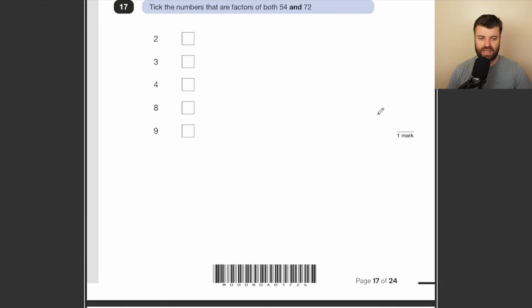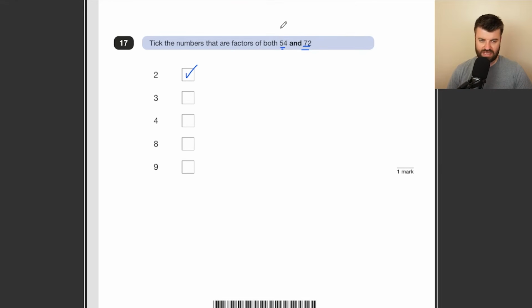Question 17. Tick the numbers that are factors of both 54 and 72. Well, straight away, they're both even, so we should be ticking the 2. Are they both from the 3 times table? Nice little trick for the 3 times table: add up the digits. If the answer is a multiple of 3, then that number is a multiple of 3. Let me show you what I mean. 54, 5 plus 4 is 9, so that's in the 3 times table. 7 plus 2 is 9, so that's in the 3 times table.